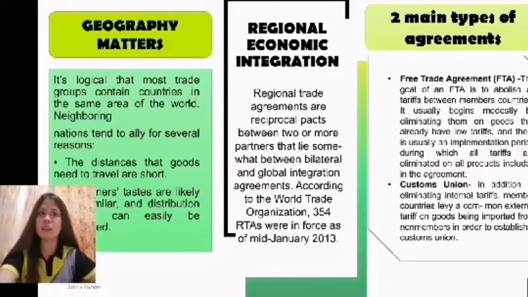And the last type of agreement is the customs union. In addition to eliminating internal tariffs, member countries levy a common external tariff on goods being imported from non-members in order to establish a customs union.